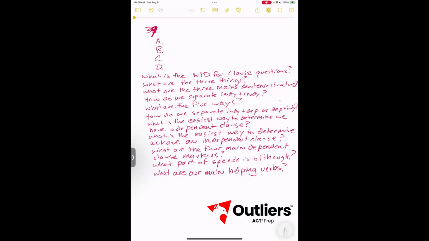How do we separate independent plus dependent or dependent plus independent? Comma always. What is the easiest way to determine we have a dependent clause? And that's that it starts with a dependent clause marker. We're trying to retrain your brains to stop asking yourself, can it stand alone as a sentence? Stop asking yourself, does it have subject, verb, complete thought? These can be useful, but the ACT is going to trick you. The surefire way, if it starts with a dependent clause marker, it's a dependent clause. It really is that easy.